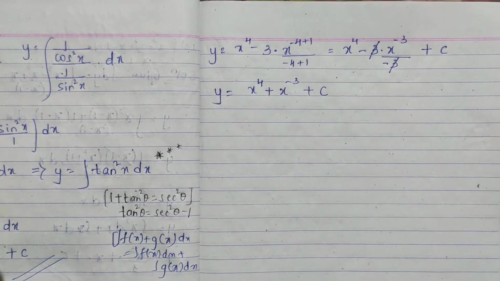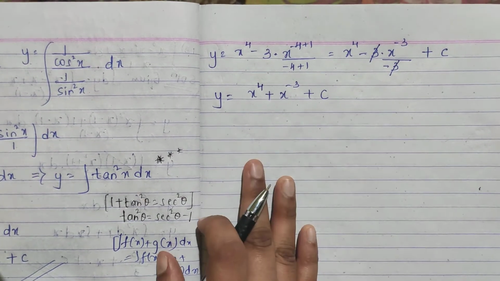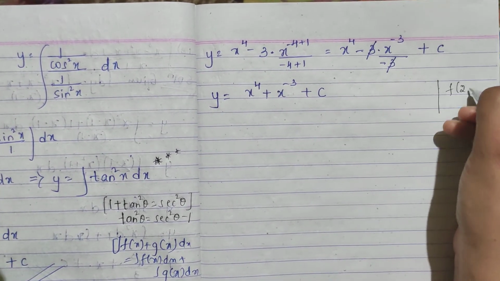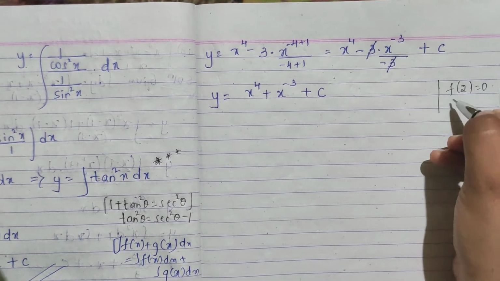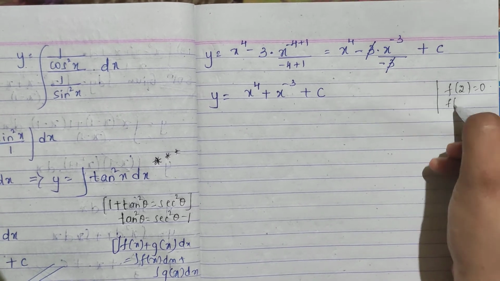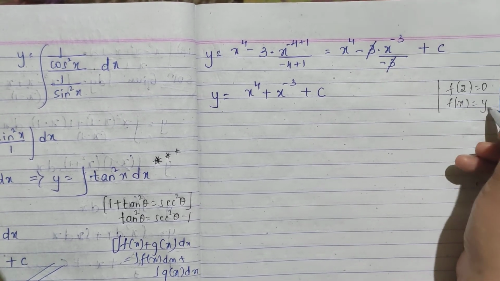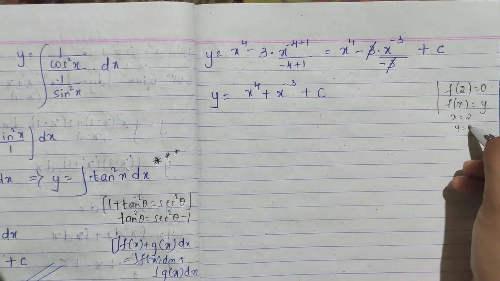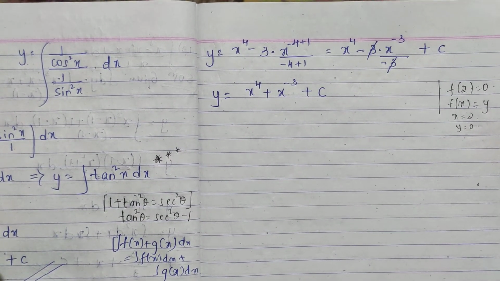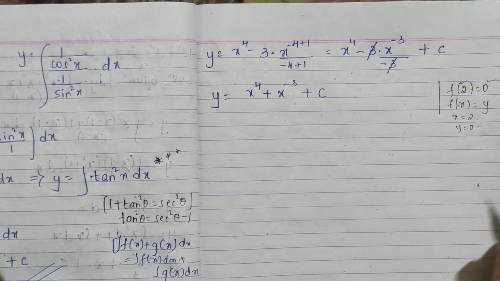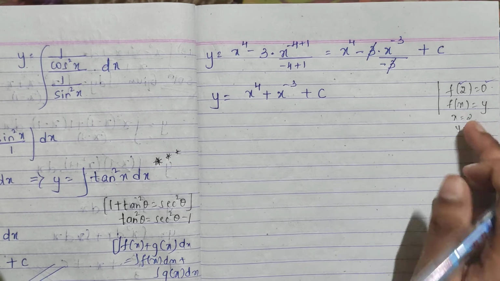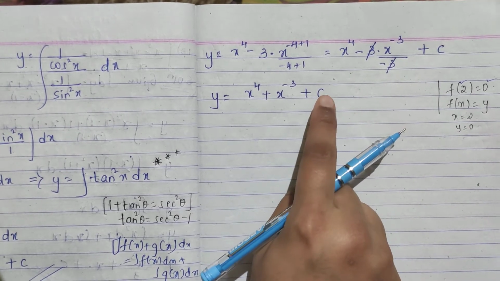After coming here it doesn't end. They have also given one more condition, f of 2 equal to 0, which means what? Your f of x we have taken as y, right? So when x is equal to 2, y is equal to 0. Yes, when x is equal to 2, y is equal to 0. Why have they given this part? Just to find your c value.